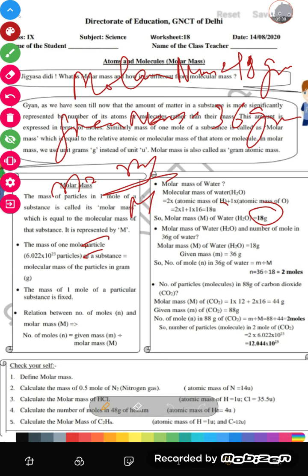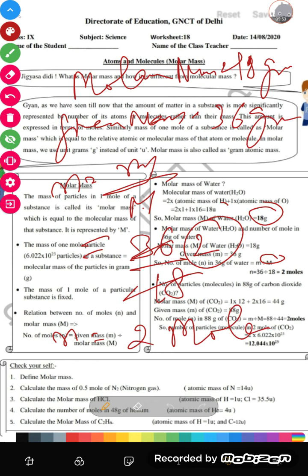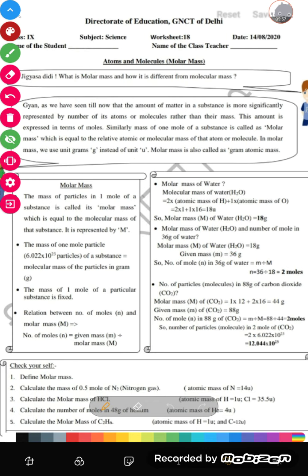Then we have small m, we have 36, and molar mass we have 18. Divided by this, we have n, which means 2 moles. Okay, we have 2 moles.